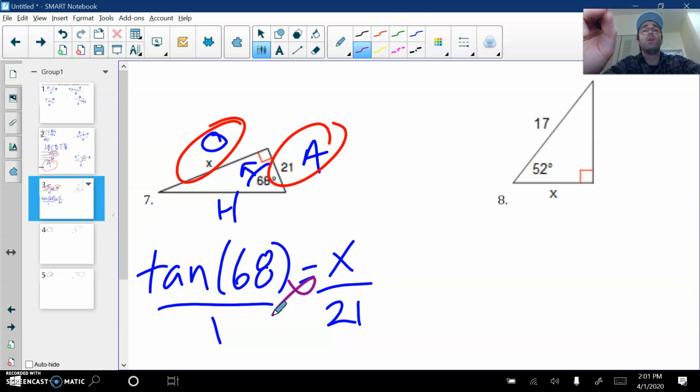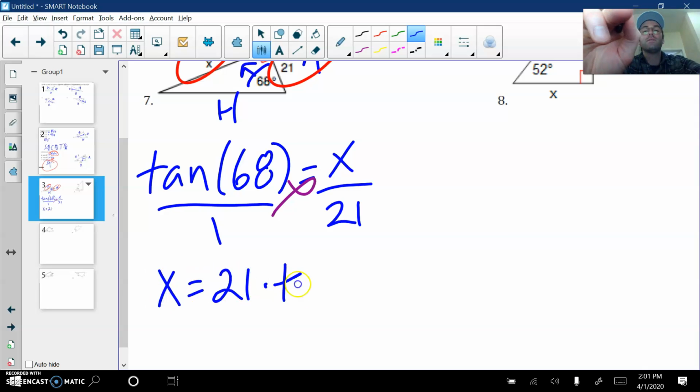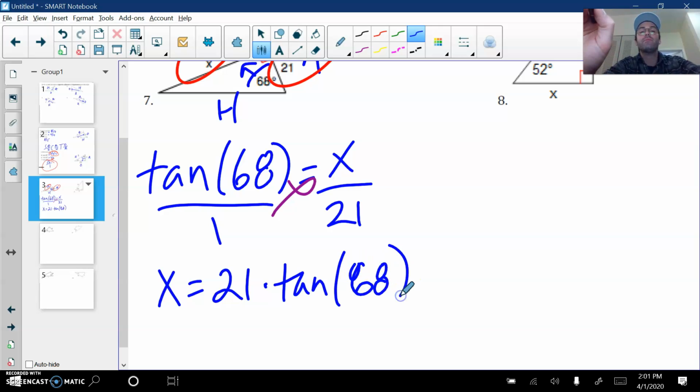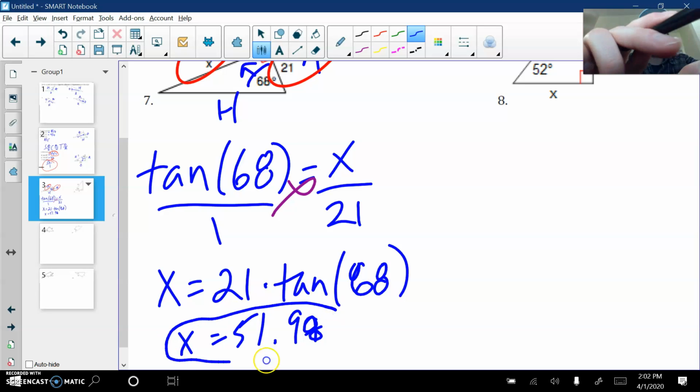Put this over 1, cross multiply, 1 over 1, yes, of course. So X equals 21 times the tangent of 68. And do I have my calculator? Yeah, here it is. 21 times tangent 68 is 51.98. So X is 51.98.